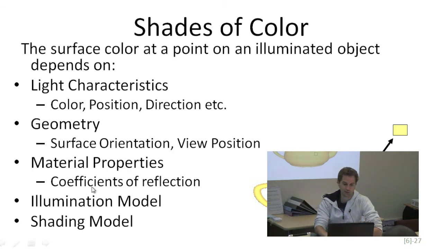Which comes to material properties, so the coefficients of reflection: how reflective is the object? Is it completely matte like this laptop? If I move it around, there's still a little bit of reflection if I look at it from the sun out the window, but generally speaking it's a lot less reflective than, say, the glass screen on my phone. What illumination model are we using? Are we using Phong? Are we using Blinn? So on and so forth.